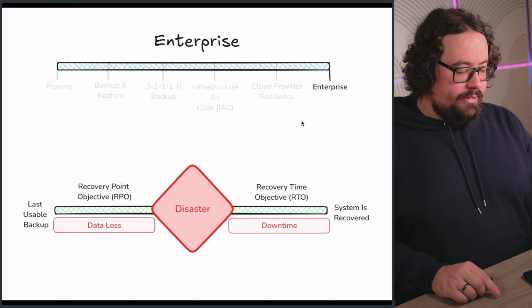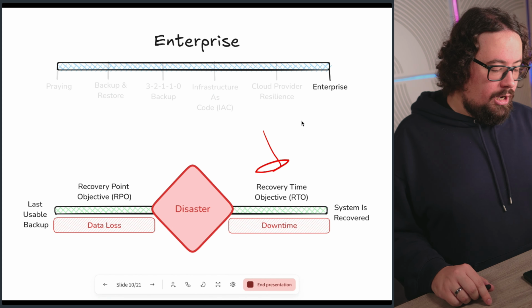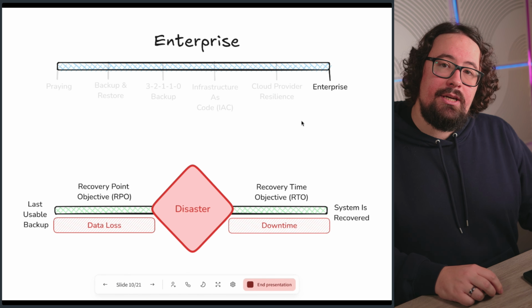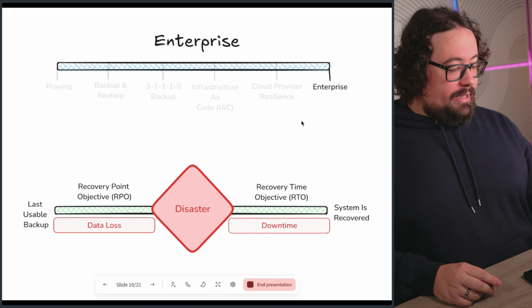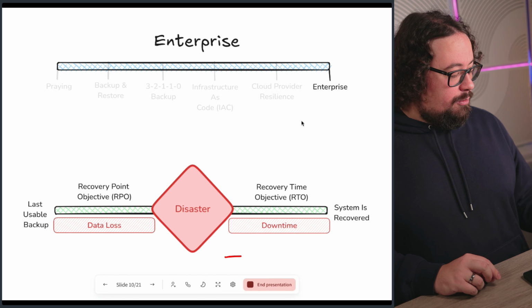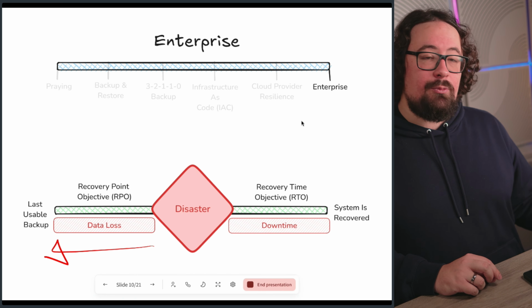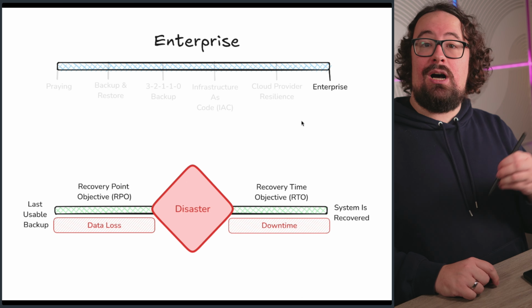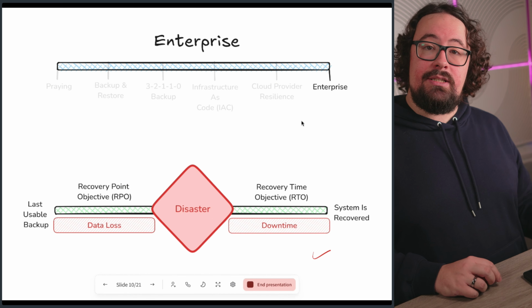So enterprise likes to use these two terminologies, RPO and RTO. RPO is your recovery point objective, and RTO is your recovery time objective. Let's say you have a disaster in a minute. The way that this diagram works is you have 1 hour going this way and 1 hour going that way. The reason is everything on this side of the disaster is in the past, and everything on this side of the disaster is in the future.